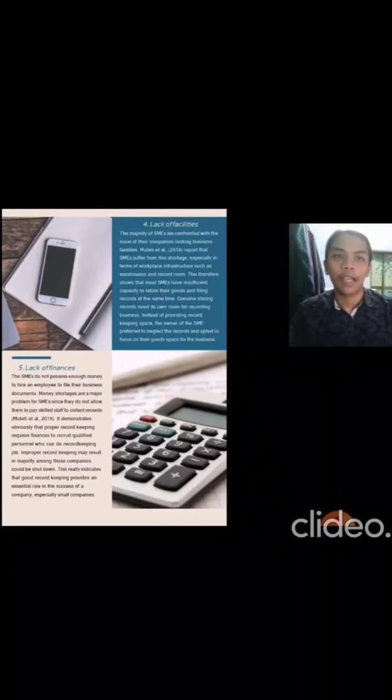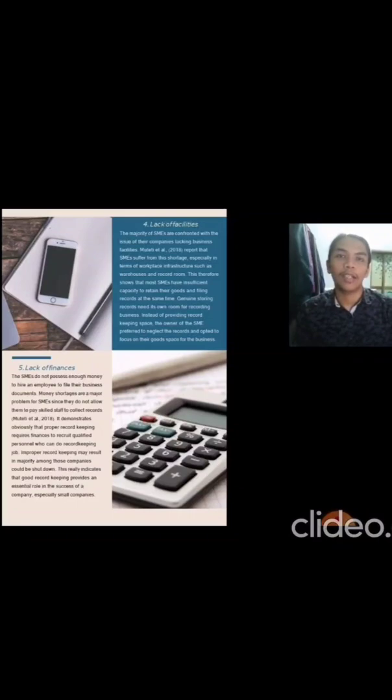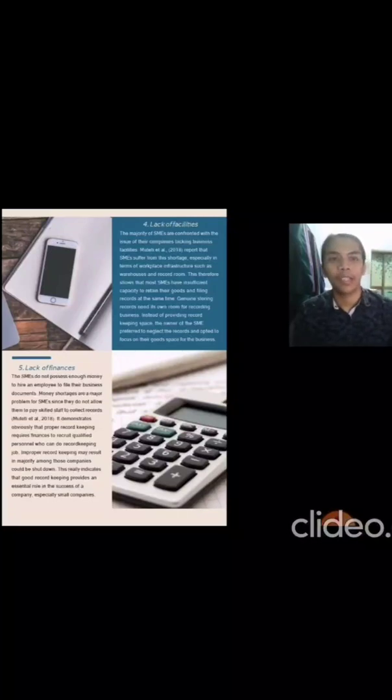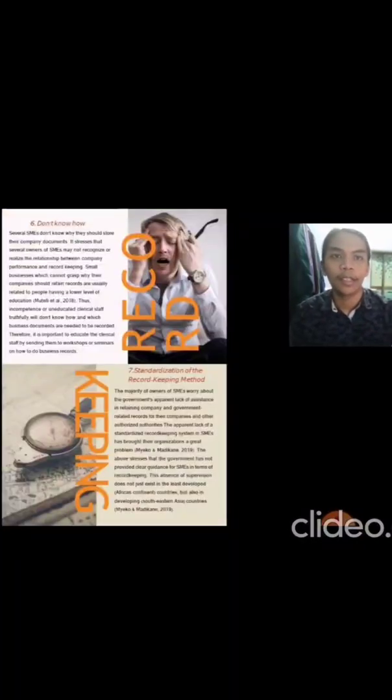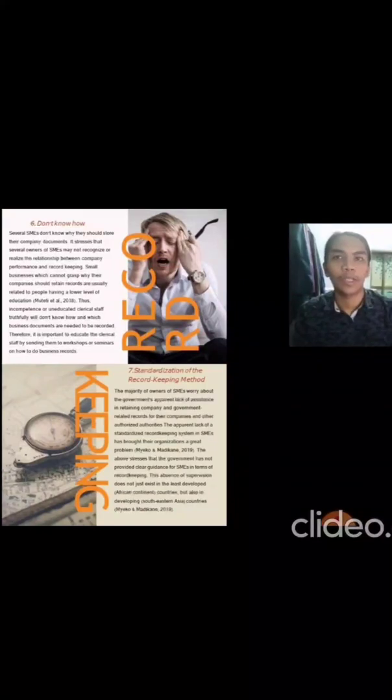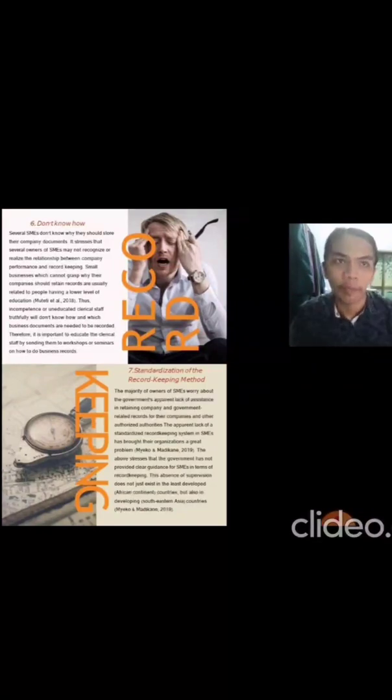The fifth reason is lack of finances. They cannot hire an employee to manage their records, for the same reason: they don't have enough profit because they are small enterprises. The sixth reason is they don't know how to. Most SME owners don't realize that record keeping has so much to offer to their businesses.